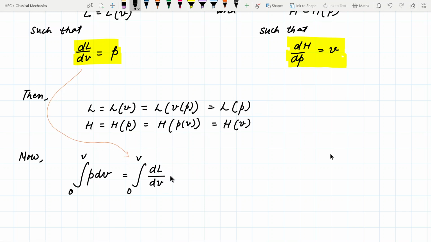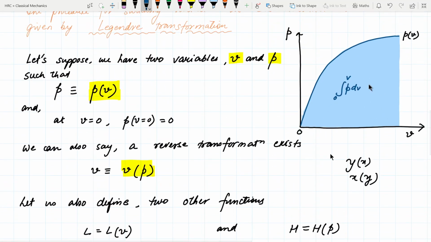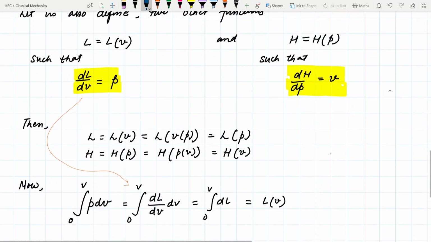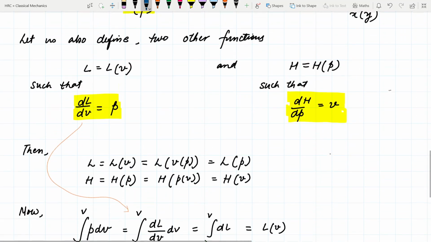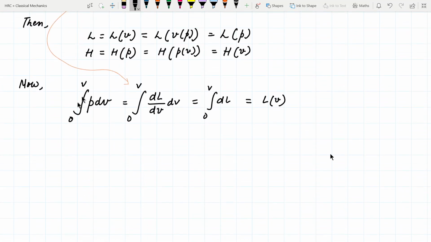So this dv here, this is nothing but the integral from 0 to v of dL. Since L is a function of V, I can write this as L(V), from 0 to V, that's it. This is simple enough.